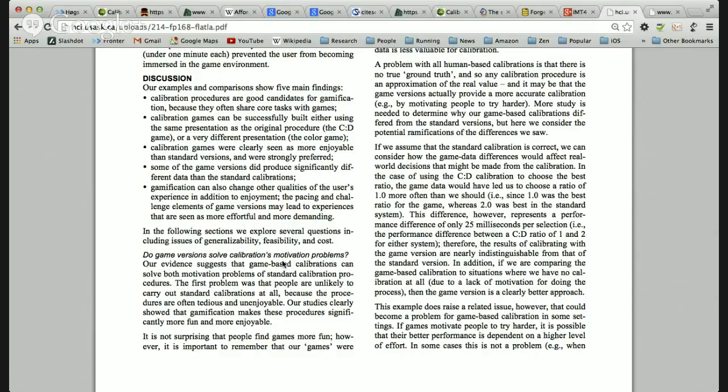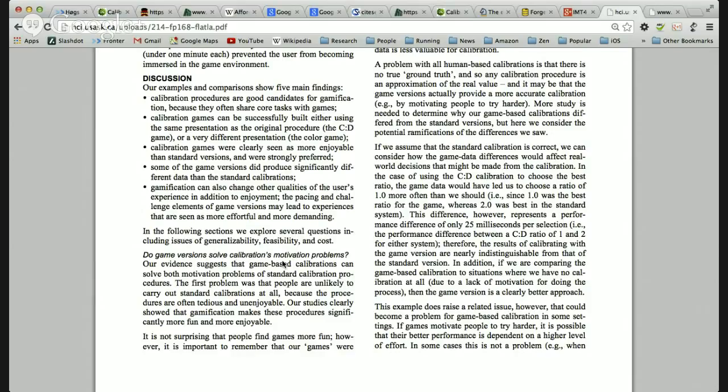So, the study had, they say, five main findings. Calibrated procedures are good candidates for gamification because they do share core tasks and can be mapped pretty easily. And calibrating games can be successfully built either by using the same presentation as the original procedure, which is what they did in the second game, or a different one, which is more like the first game, where you change what the user is actually doing. And calibration games were clearly seen as more enjoyable, which is not that surprising. People like playing games.